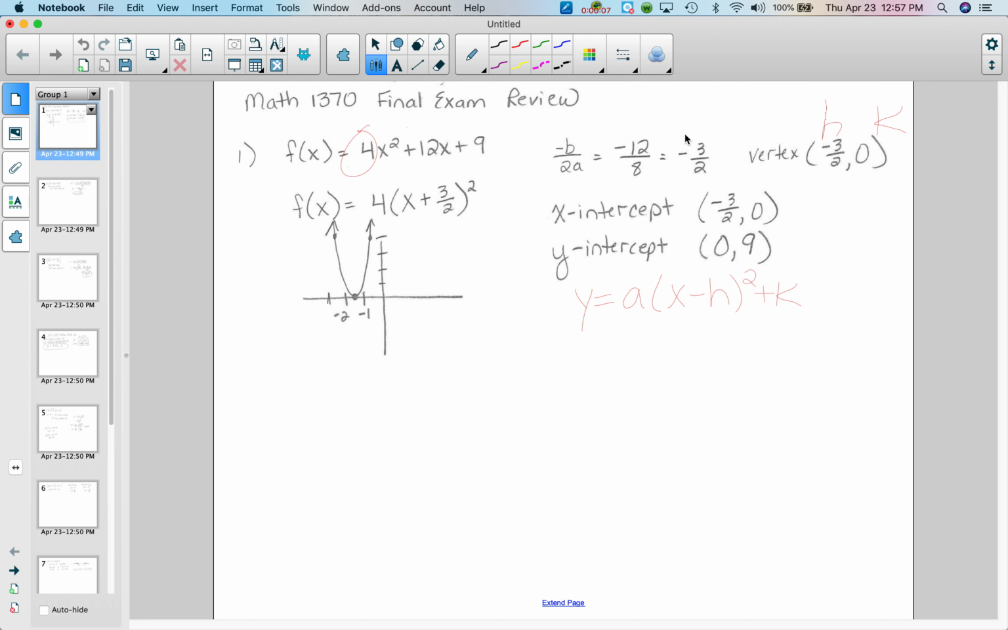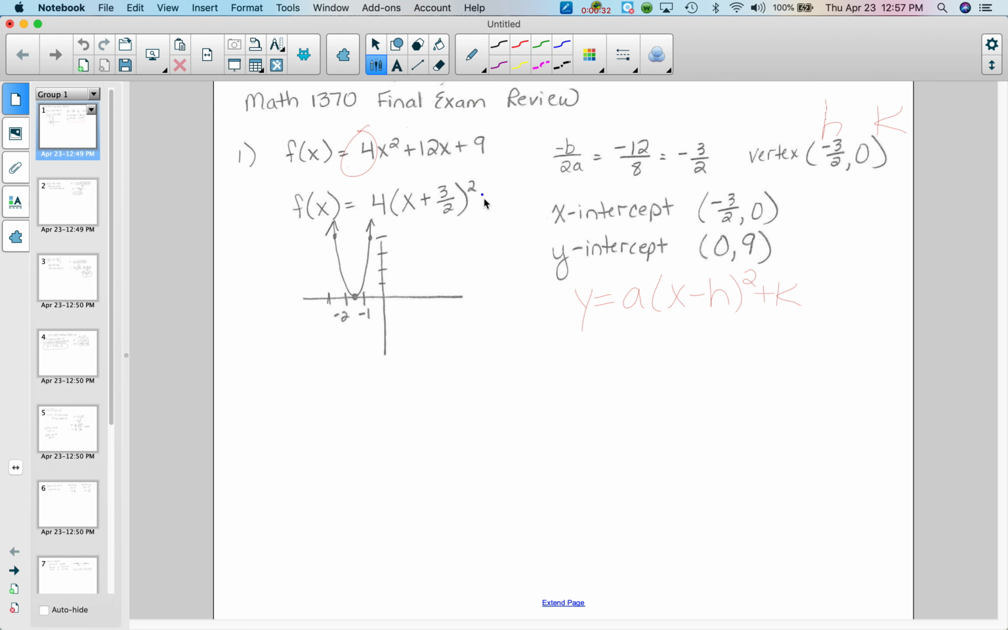So on this first problem, you were given the function in one form and asked to change it to standard form, or vertex form is what I would like to call that. So the first thing I did was the opposite of b over 2a, so I could identify the vertex. So I get negative 12 over 8, which is negative 3/2. If you substitute that into your function to find the y value of the vertex, you get 0.